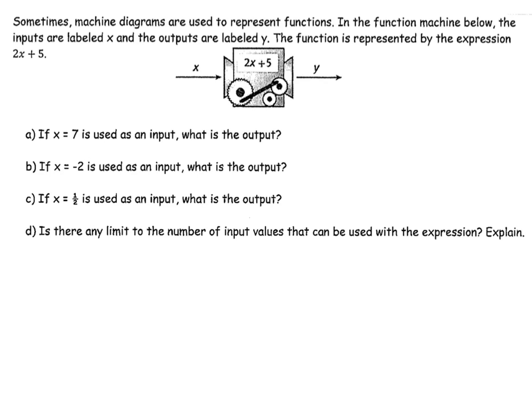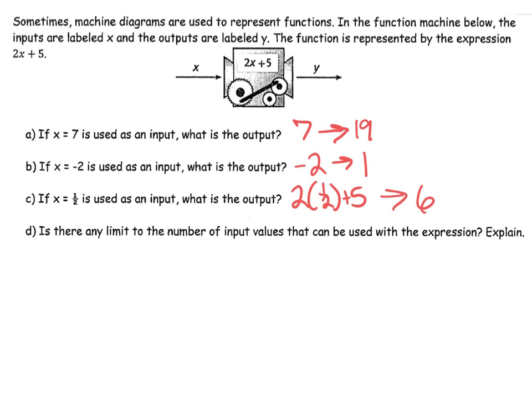If x equals 7, so if I put 7 into the machine, what comes out? So you do 2 times 7 plus 5. Part B. Let's plug in negative 2. 2 times negative 2 plus 5. Plug it in, plug it in. Part C. Ooh, let's just do it together. 2 times a half. Let me write it first. That'd be great. 2 times half plus 5. Half of 2 is 1, plus 5.